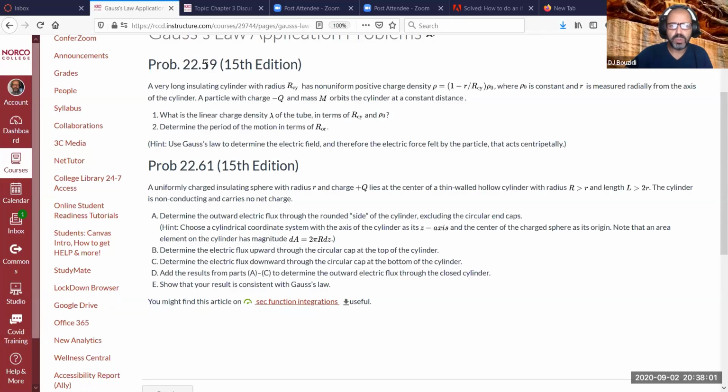Again, problem 20, from chapter 22, problem 59 and problem 61, okay? The 15th edition, just to make sure that you guys are aware of that. So if you have access to the book, that is how, when I asked the publisher, this is what they sent me. They sent me the 15th edition now, because they don't have the 14th edition available. Anyway, a very long insulating cylinder with radius R.